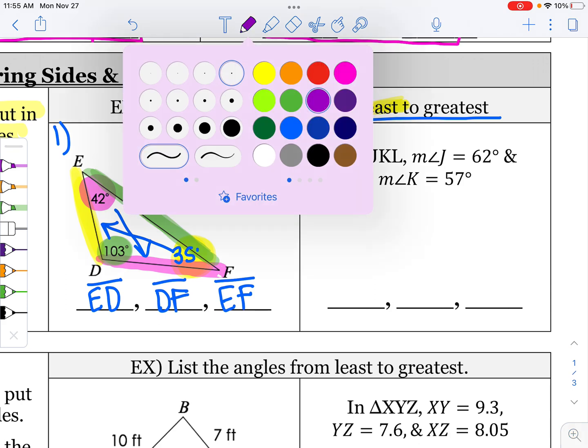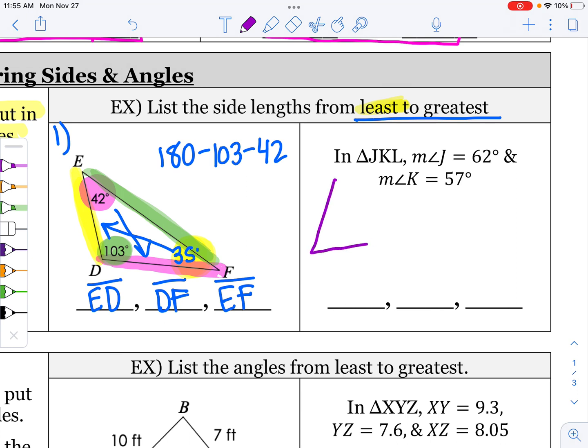Okay. All right, if in doubt, draw it out. If you don't have a picture and you can't do this in your head, you can always draw a picture. This is just a rough sketch, doesn't have to be perfect. In triangle JKL, angle J is 62 degrees. Angle K is 57 degrees. So how do you find angle L? You're going to do 180 minus 57 minus 62, because we always need to have all three before we compare, and that gives me 61.